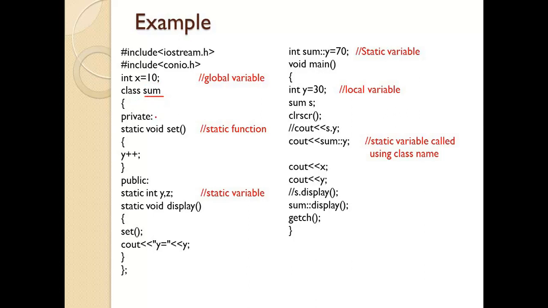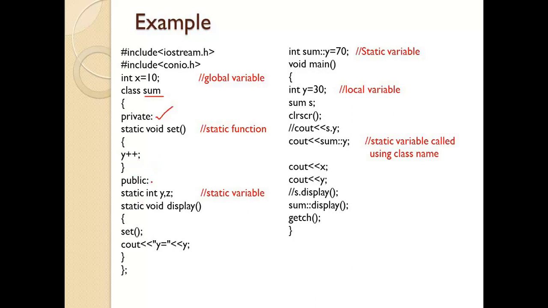Under private mode I am creating one member function. It is a static member function: static keyword, return type void, and the function name is set. I'm just incrementing the variable. One variable I have, y, and I'm just incrementing it, that's all.